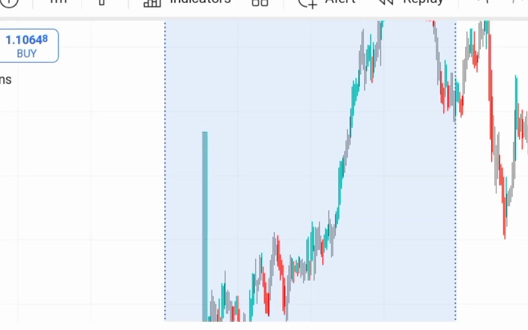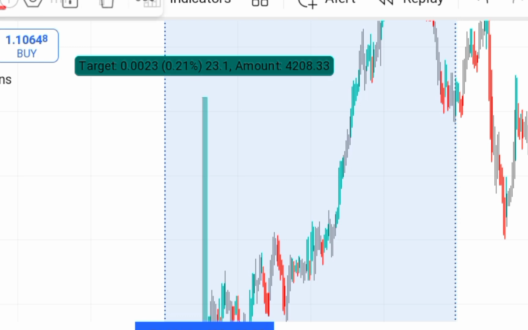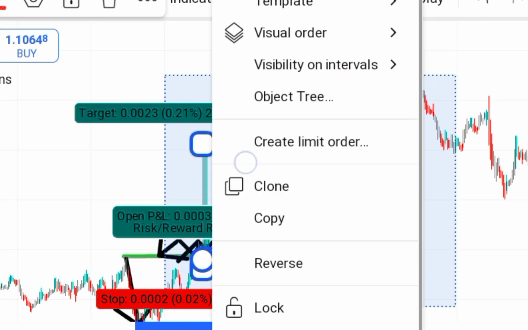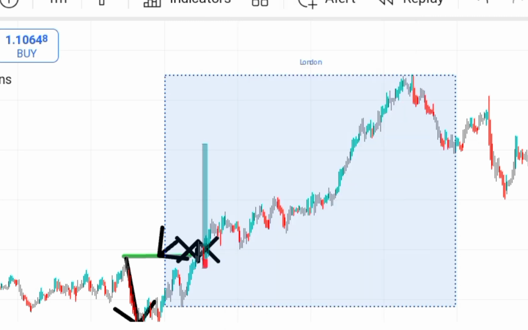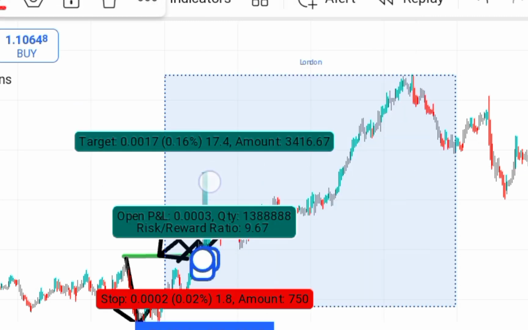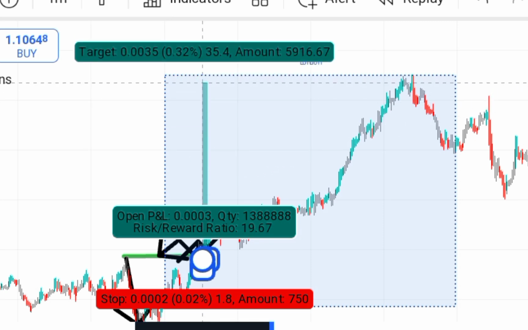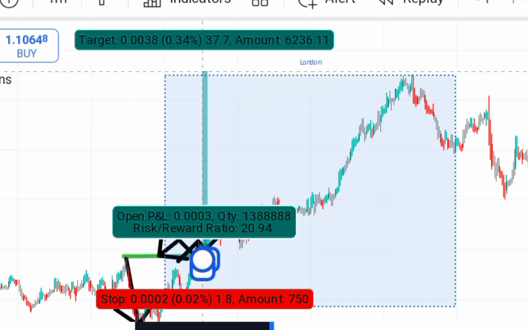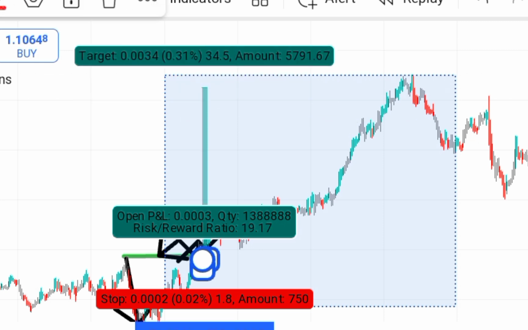So your 1:10 was right here. Your 1:10 was around this level here. But if you want to hold this straight till London close, then your TP will be around this level here, because here is where the London session closes, which is your 1:12. But as the London session pushes higher, if you close around that point, that will give you 1:19.